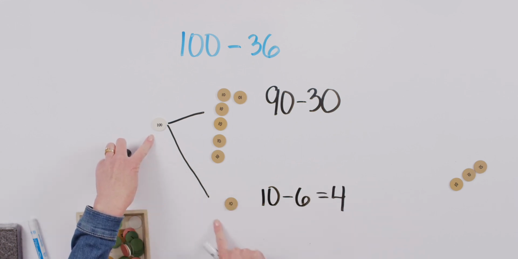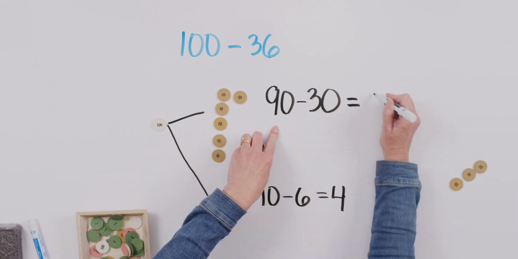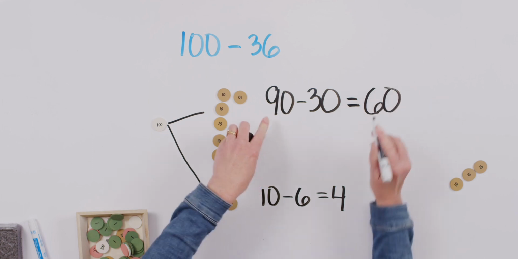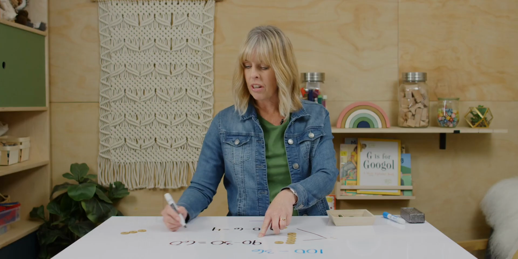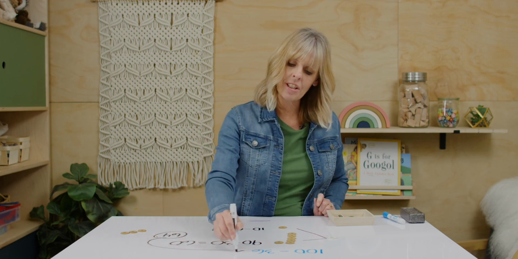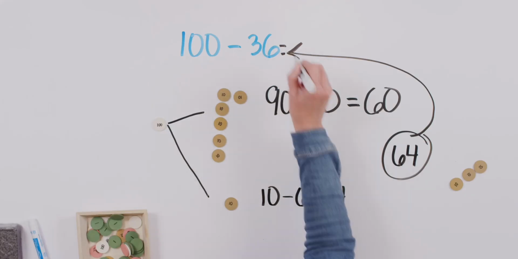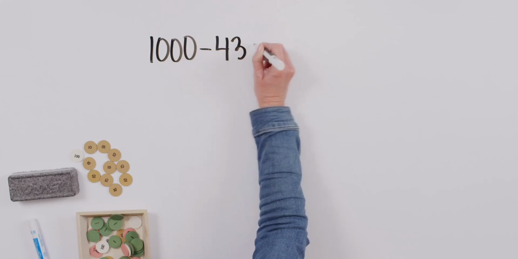So splitting up our 100 into two groups like this could help us in calculating it. 90 minus 30 is 60, and then our 10 minus 6 is 4. If we add these two together, we would get 64. Does that sound like a reasonable answer? Could 64 be the answer to 100 minus 36? Right, and you practiced with that earlier. Let's try another one. How about if we did 1,000 and we took away 436.